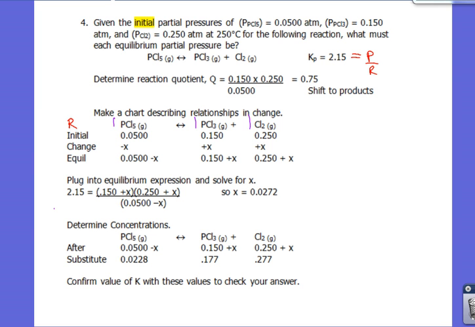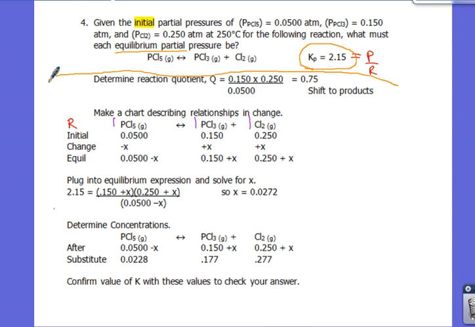Okay, number 4 is our first kind of nasty RICE table problem. We have to really carefully read this. And see, we have this initial partial pressure. What must be the equilibrium partial pressure? This is a really good example of, man, there's data. What's the equilibrium constant? What's the equilibrium partial pressure? It tells us the equilibrium constant right here is 2.15.